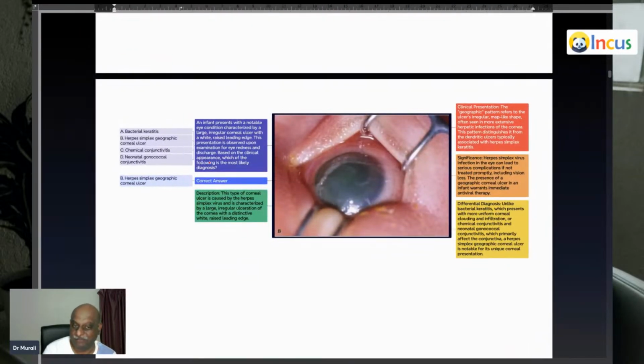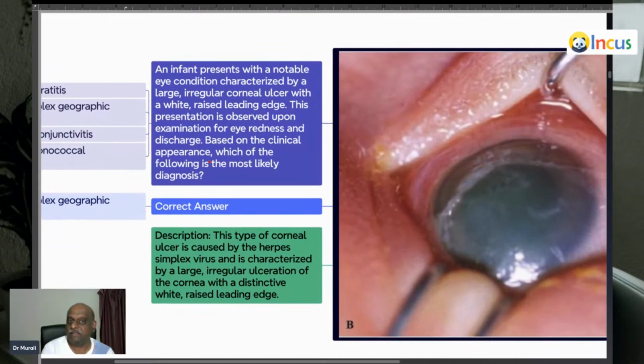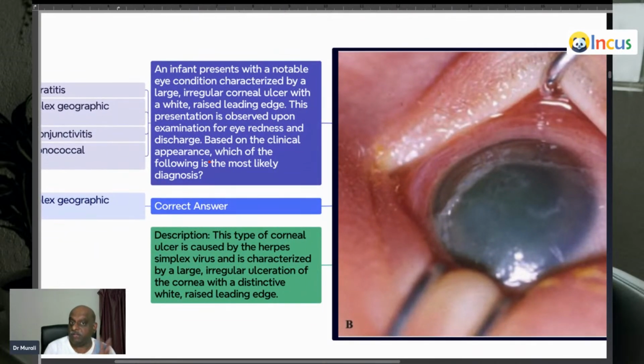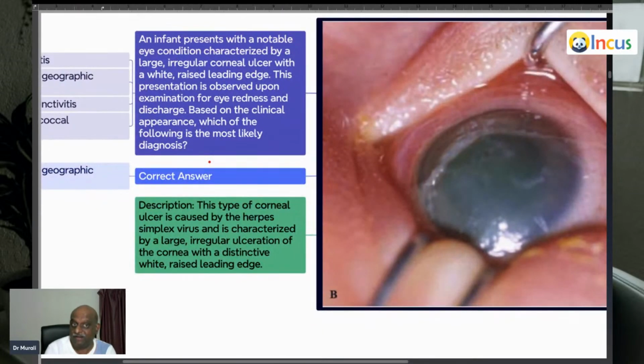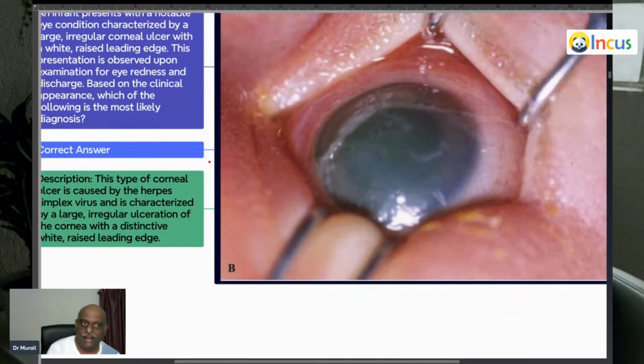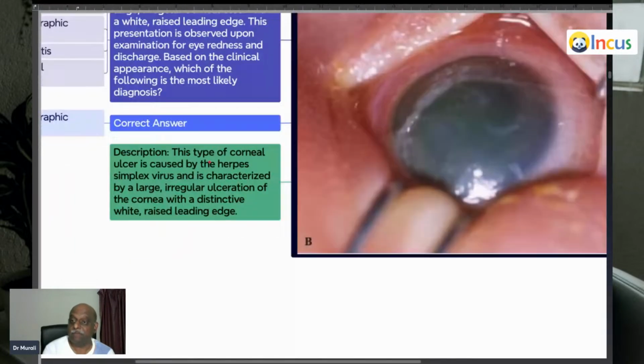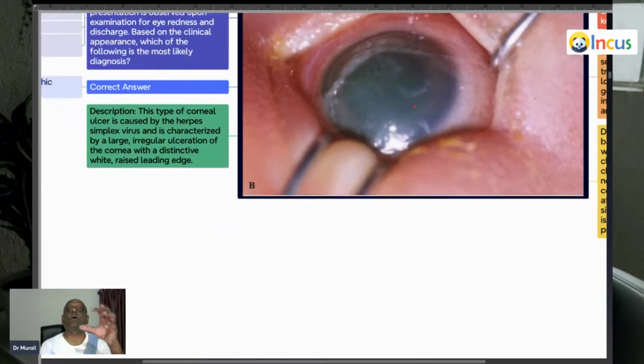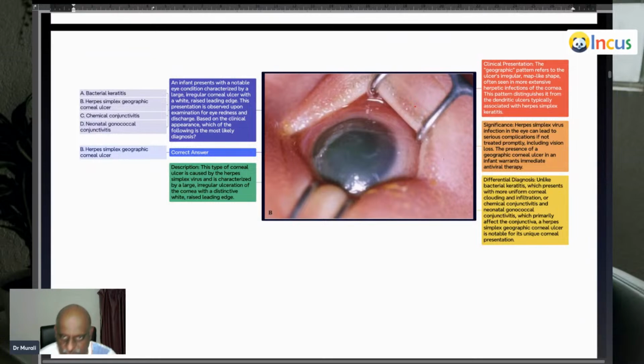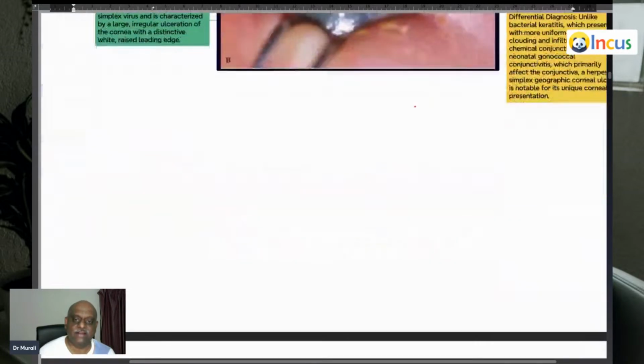An infant presents with a notable eye condition, a large irregular corneal ulcer with a white raised leading edge is being observed, and there is eye redness and discharge. So it is a herpes simplex geographic corneal ulcer, is what you are able to see in this given clinical scenario.